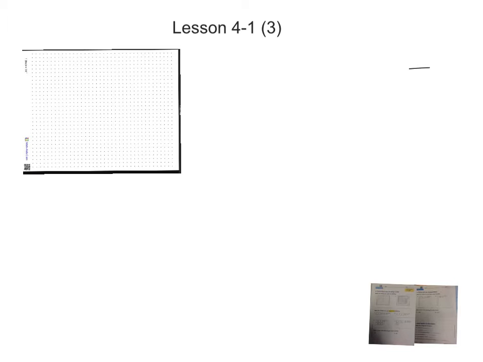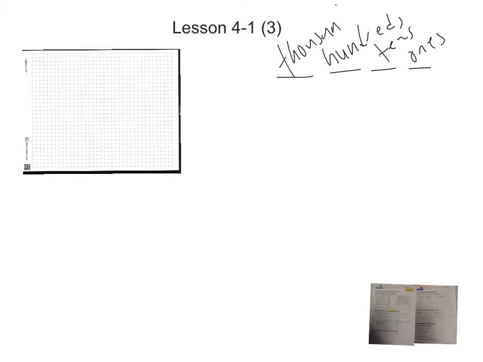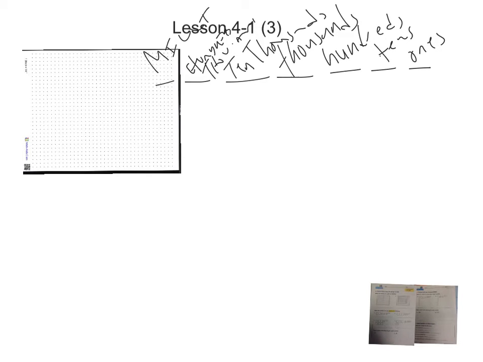So basically, we have our ones, we have our tens, we have our hundreds, we have our thousands, we have our 10,000s, we have our 100,000s. It's a little sloppy, but you get the idea. And then our next one is millions. We won't talk too much about millions for a little bit, but this just gives you a general idea of what we're working on today.